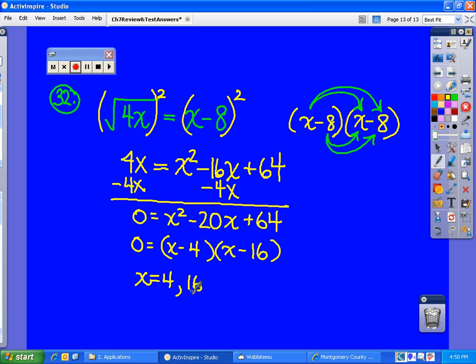Now remember, we have to check both solutions and make sure that neither one is extraneous. In order to check them, plug them back into the original equation. In the first case, we get the square root of 4 times 4 equals 4 minus 8. The square root of 16 is 4, while 4 minus 8 is negative 4. Clearly, this solution does not work. It is extraneous.